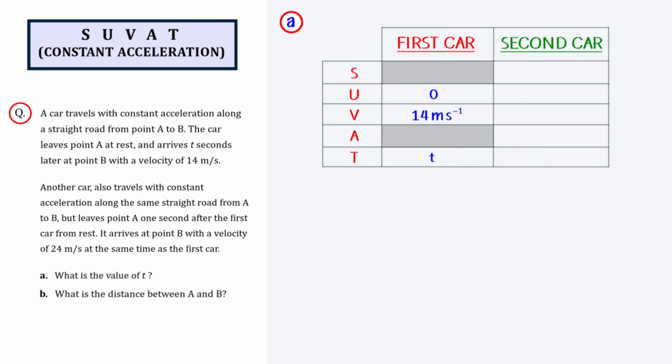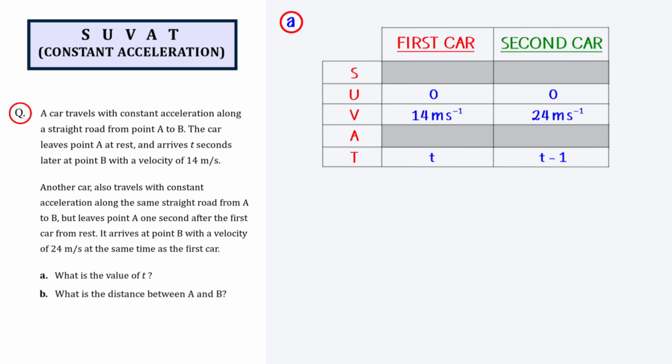We don't know the distance, so we can leave this blank. The initial velocity is 0, and the final velocity is 24 meters per second. We don't know the acceleration, so we can leave this blank. And for time, this is going to be a bit different from the first car, because the second car starts its journey 1 second after the first car. So time for the second car is going to be t minus 1.